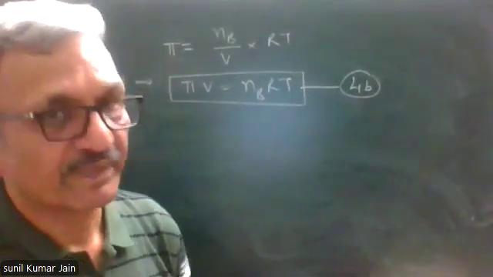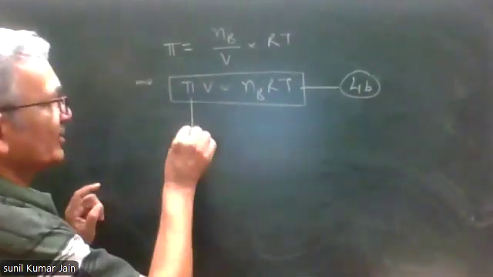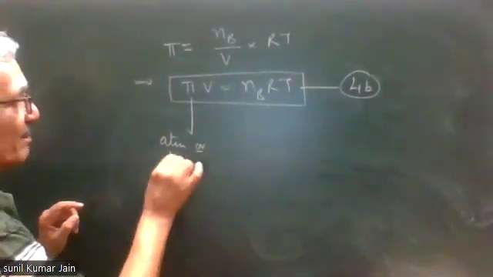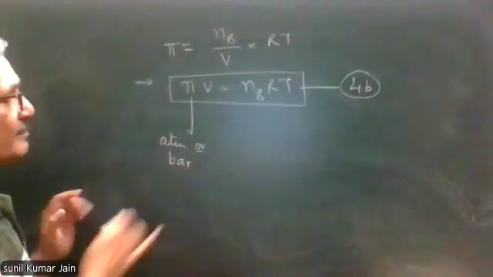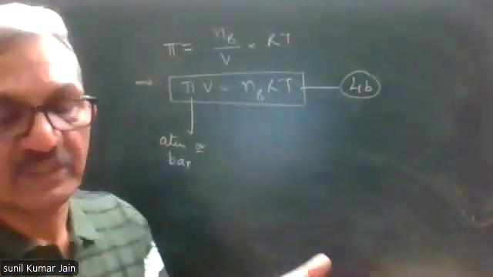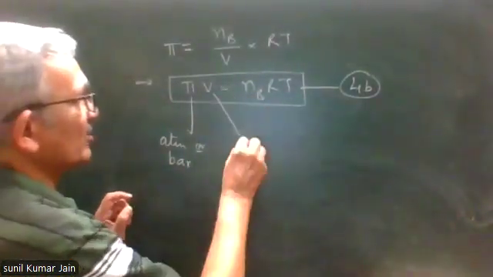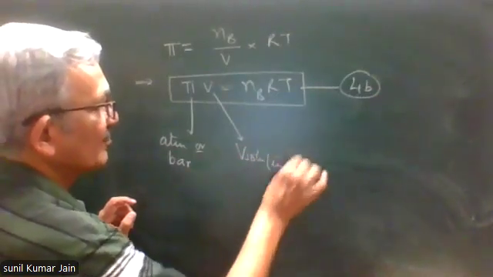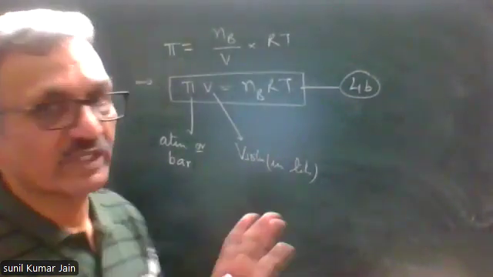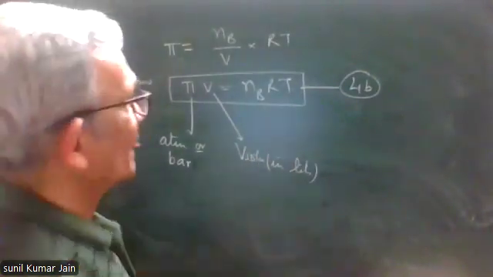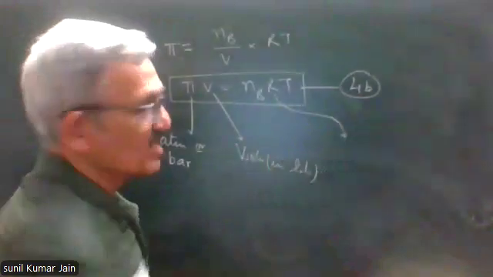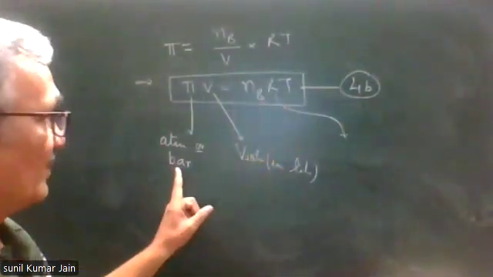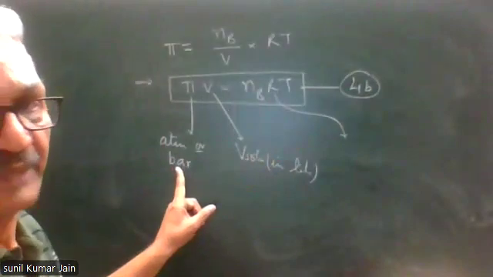Pi is osmotic pressure. Units of pi will be atm, atmosphere, or bar. NB is the number of moles of solute. This I need not tell. This is volume of solution. And this volume of solution should be in liters. R is gas constant. Whatever is the unit of R, same will be the unit of pi.